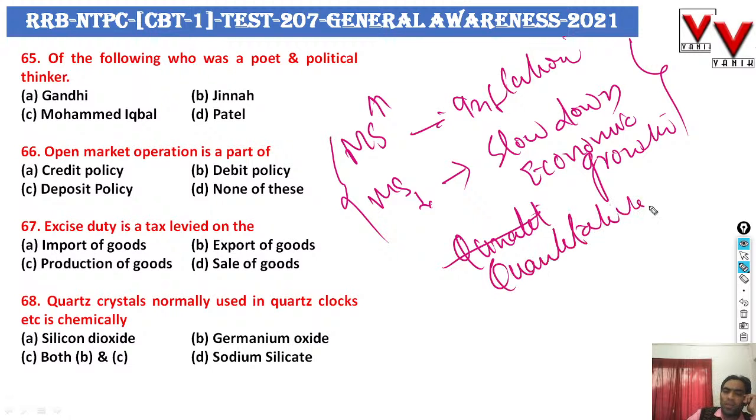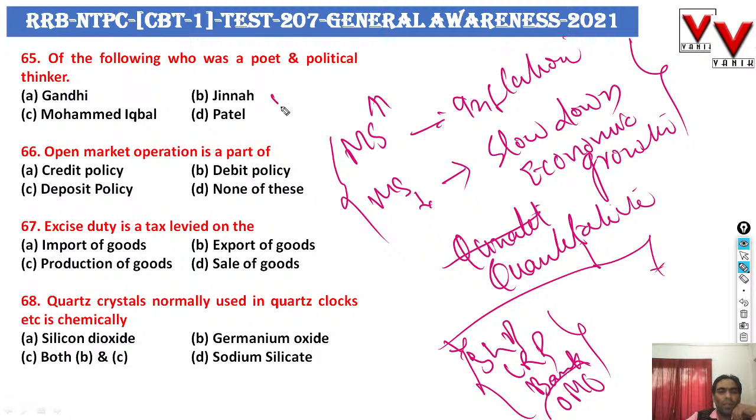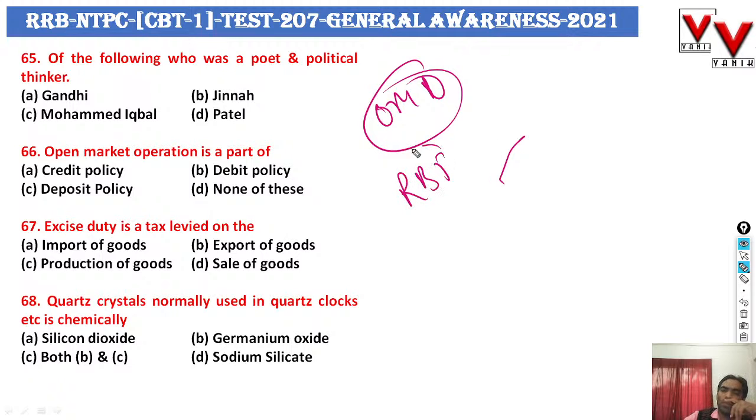Quantitative tools and qualitative tools. Among the quantitative tools, there are SLR, CRR, bank rate, and open market operation. What happens under open market operation? The RBI sells government securities to the general public in the open market. Under open market operation, whenever funds are transferred, it takes place on the basis of collateral.